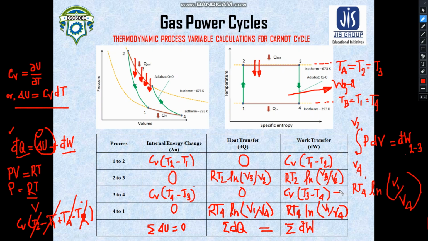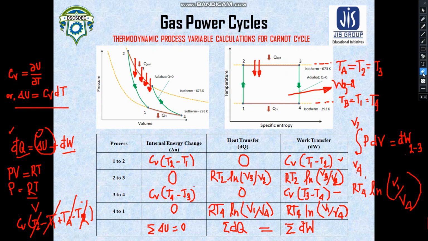So this thing and this thing become zero, as we have seen earlier. So the data which we are left with is RT2 ln V3 by V2, and this is RT4 ln V1 by V2. So you can easily understand that the summation of all heat transfers equals the summation of all work transfers. Thus, the first law of thermodynamics is well validated for all the processes involved in a Carnot cycle. Now the question is how we can calculate the efficiency.